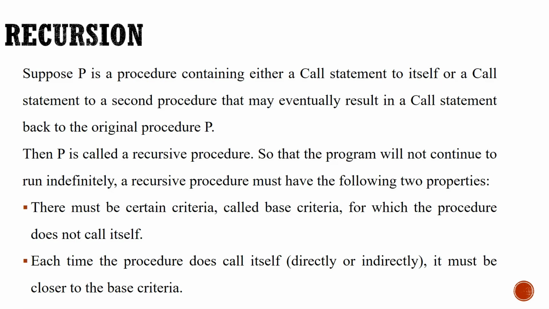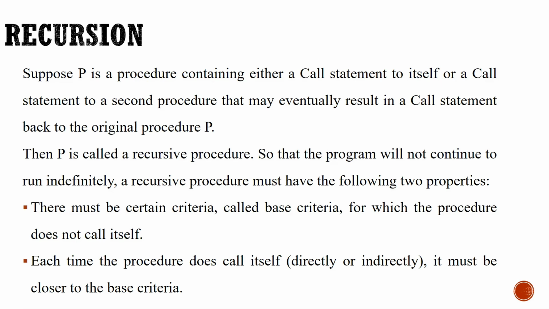In the second case, each time the procedure does call itself, it must go closer to a base criteria wherein we put our breaking condition. Right? So somewhere we need to make changes to the variables so that it will reach the base criteria. Right? So these two points we should ensure are present in the recursive procedure.